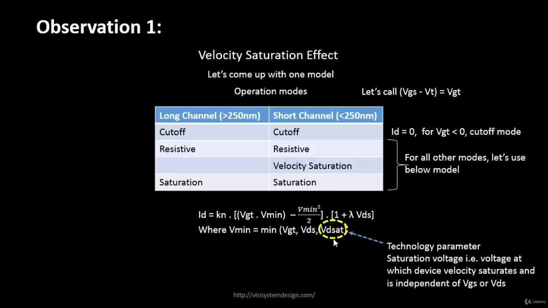Whenever you have a device which is less than 250 nanometer, you might want to open the model file and search for Vdsat, and you will find that Vdsat is a technology parameter. The voltage is defined for a particular technology node. So this becomes a constant value, and it is the voltage at which your device's velocity saturates. And it's independent of Vgs and Vds.